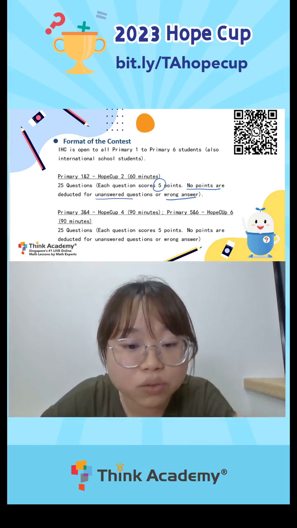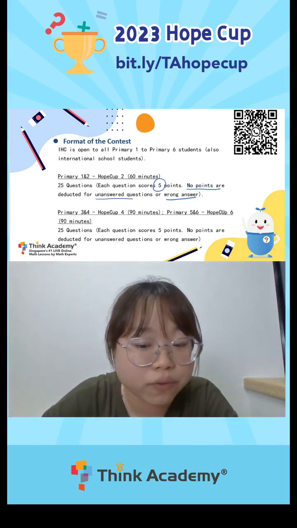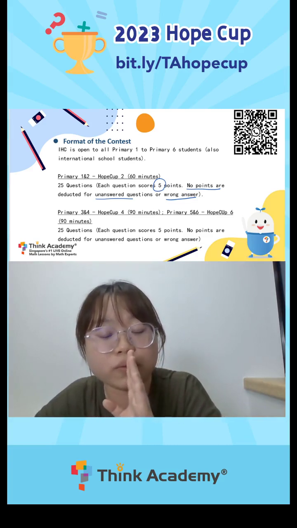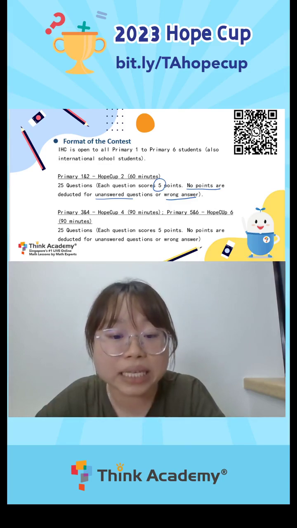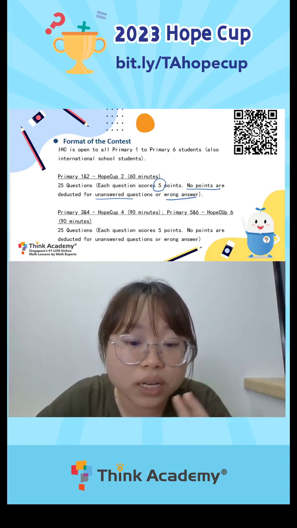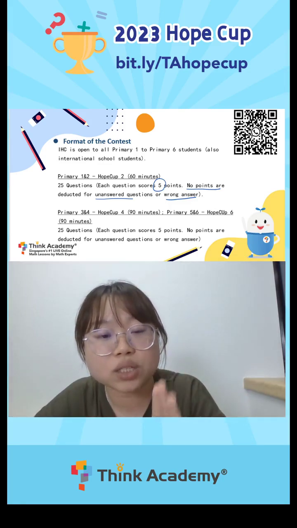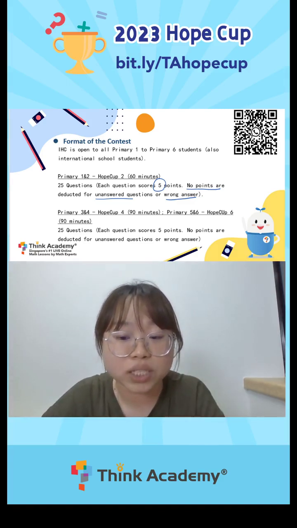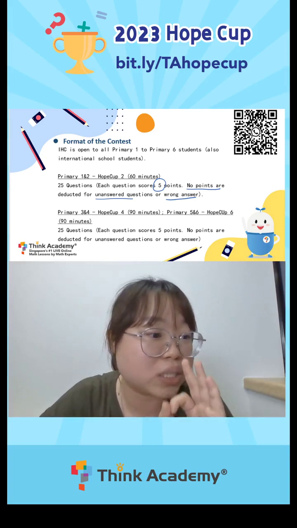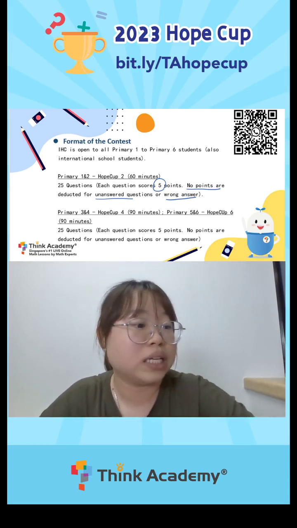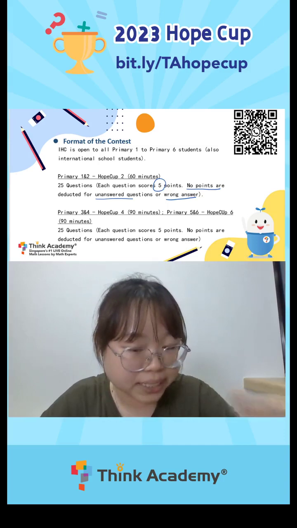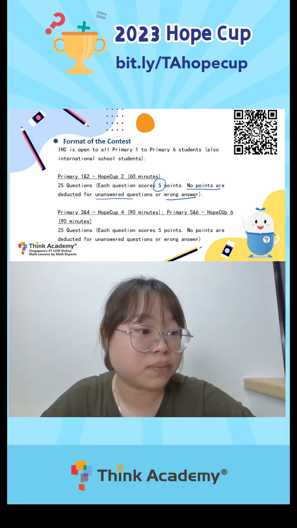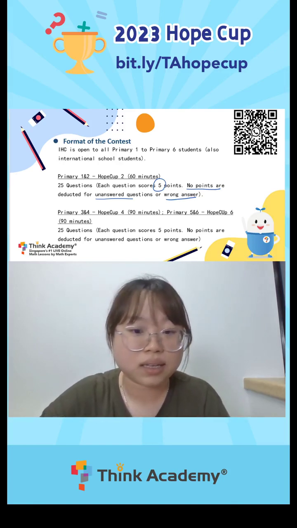Whereas P3, P4 will take Hope Cup 4 and P5, P6 will take Hope Cup 6. Both Hope Cup 4 and Hope Cup 6 will take around 90 minutes. Again, there are also 25 questions. Each question scores 5 marks. No points are going to be deducted for unanswered questions or wrong answers. Okay, until here clear? Secondary, yes, P6, you are welcome to join. You can join P6. Okay.